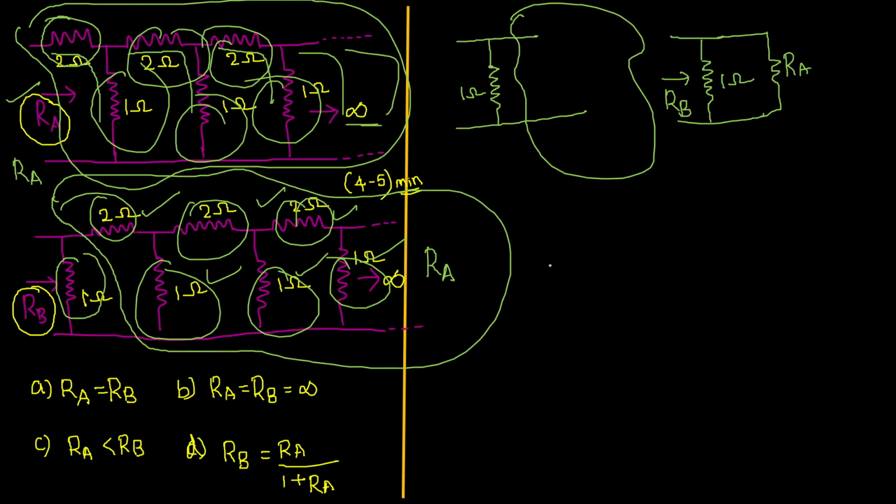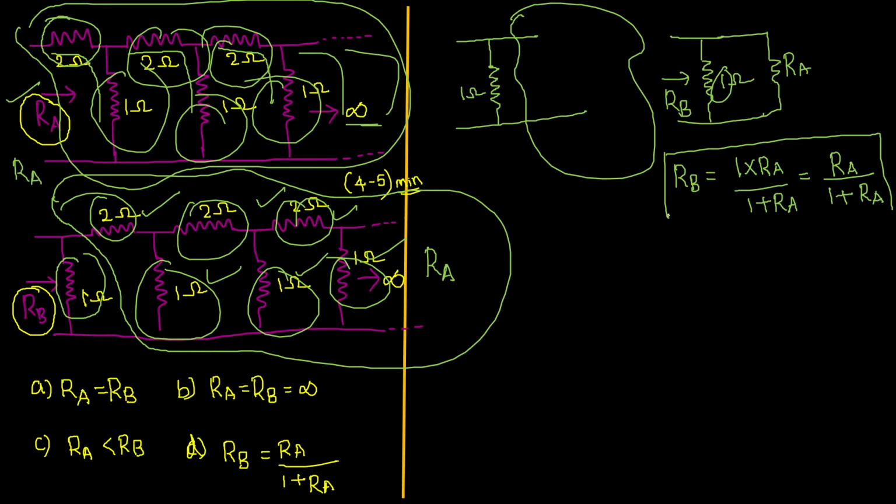I told you, the question will always be easy. If you overthink, only then you will think wrongly without need. Now see there, 1 ohm and RA both are in parallel. So the value of RB equals 1 into RA upon 1 plus RA. This can be written as 1 into RA, which is RA only, divided by 1 plus RA. So what is the correct answer? RB equals RA upon 1 plus RA is the correct answer.